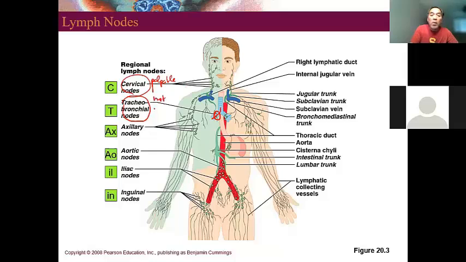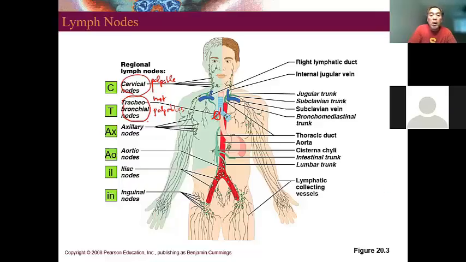The only way we can assess that the nodes are inflamed is when we do an x-ray. You can actually see that the nodes become opaque, so it will turn whitish. That means there's an inflammation happening within the tracheobronchial nodes. So that's one node that is located inside the thoracic cavity. They're not palpable, so the only way you can see it is through a chest x-ray.